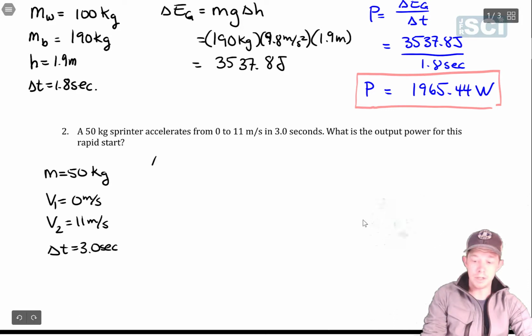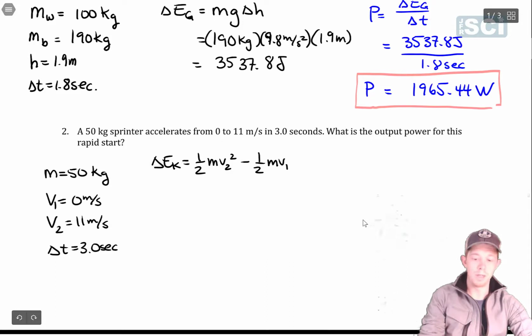However, it's kinetic energy because I'm changing speeds. So I'm going to say that my change in energy is kinetic, and that means that it's the final kinetic energy, 1/2 mv2 squared, minus the initial 1/2 mv1 squared. And I'm going to substitute my values.